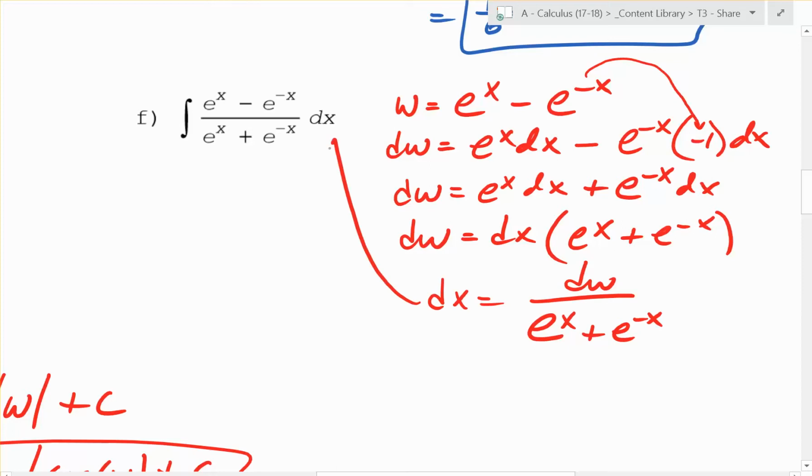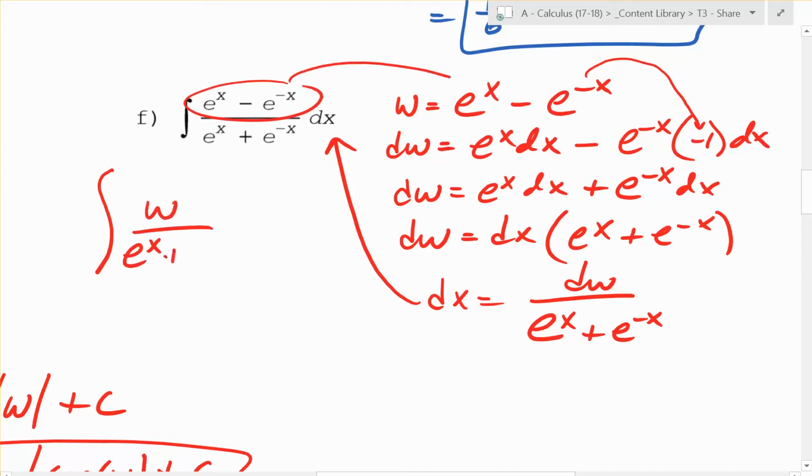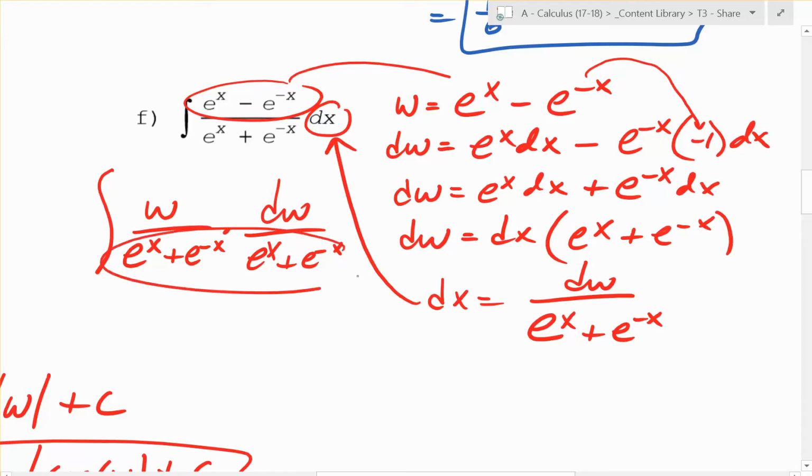Let's plug that in right there, and what do we end up with? We end up with the integral of, well, this thing is what we put there, so that's w over e to the x plus e to the negative x times, and what is this dw? dx turns into this, so it's dw over e to the x plus e to the negative x. The problem is these don't cancel. They're in the wrong place, but we're really close, aren't we? So let's try this the other way.